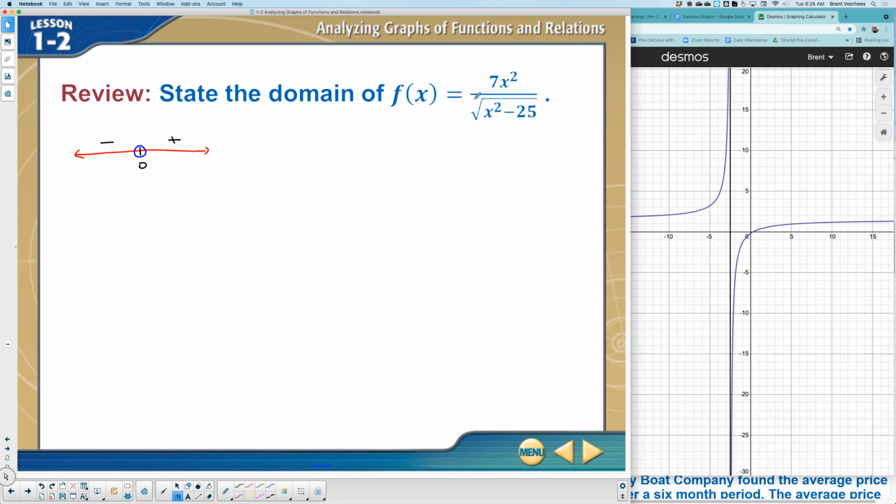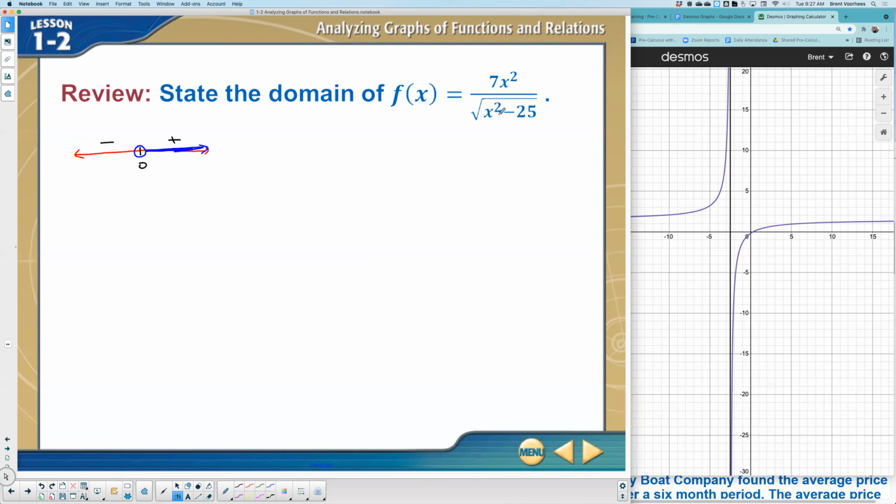Open circle, great. I also have this square root, which means no negatives. I don't draw that part of the line in. I would just draw this part of the line in. And so the domain's going to go to the right, but not the negatives and not 0. Those are out. I don't have to put an x through there, by the way. I just did to show you.